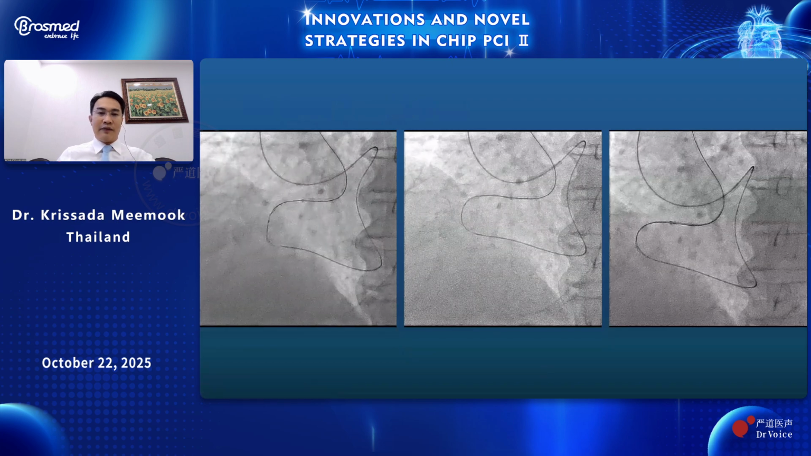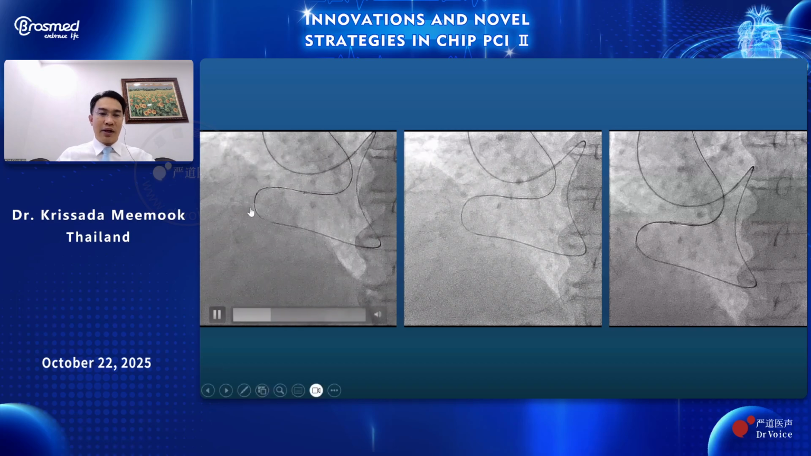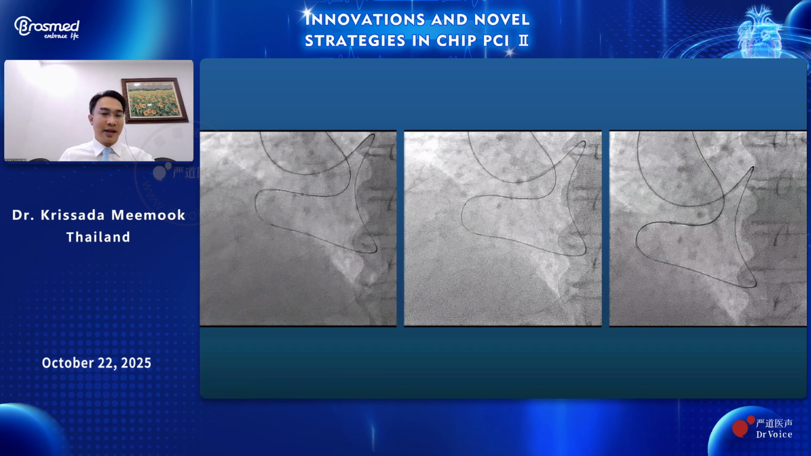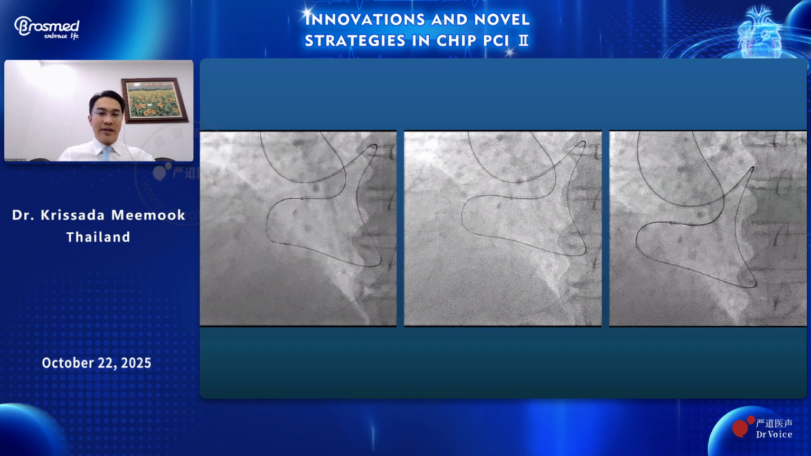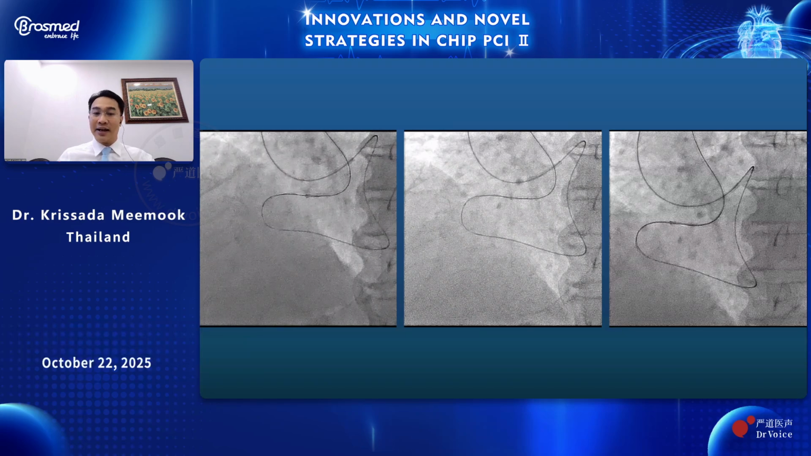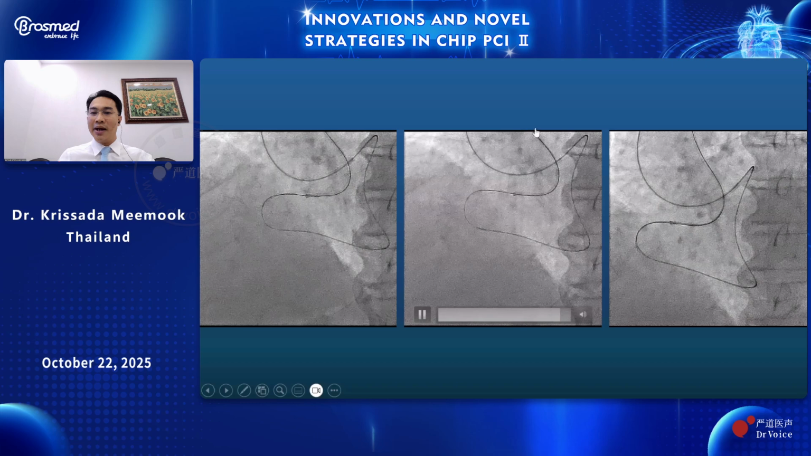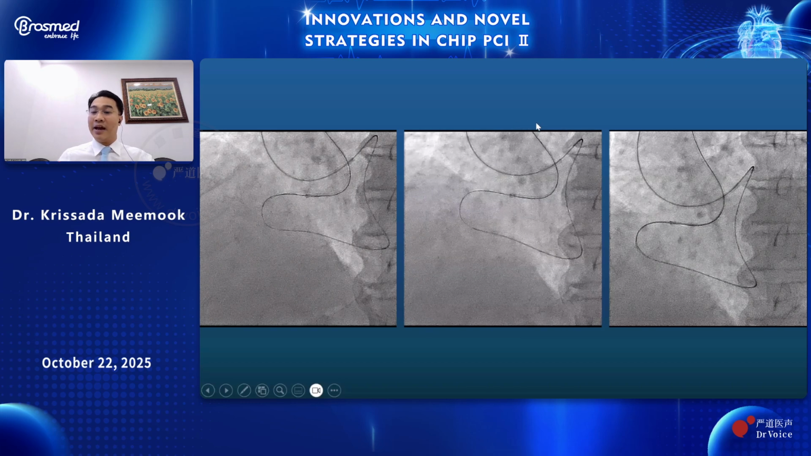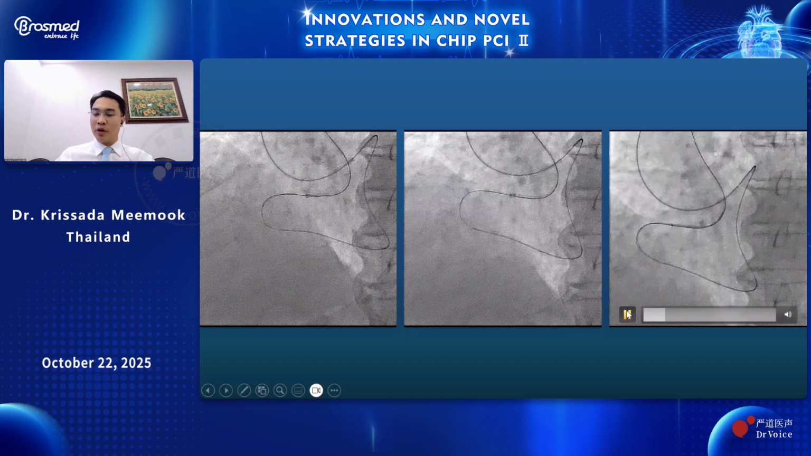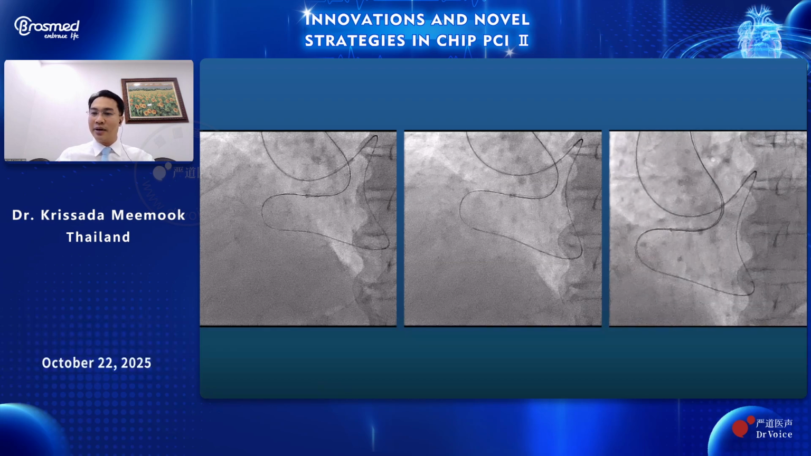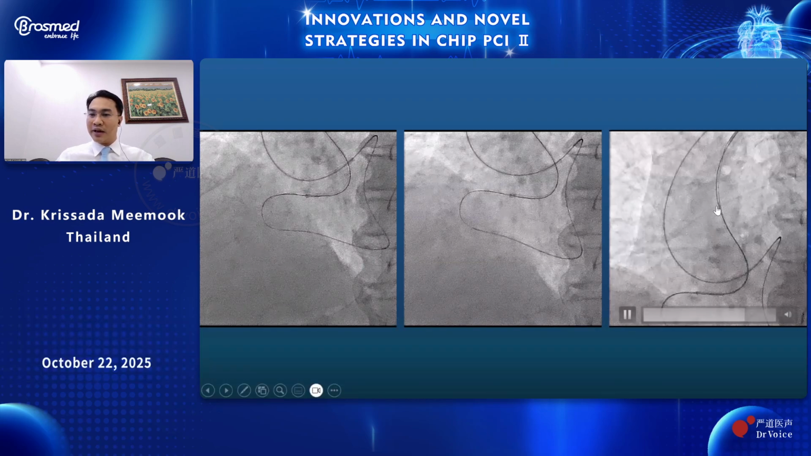After we use the Tour balloon, we use a retrograde crossing with, as I remember, Gaia Second. You can see the Gaia Second can go to the antegrade guide catheter very nicely. After that, we put the wire to the ascending aorta, and with the balloon trapping technique, we can follow the microcatheter into the antegrade guide catheter. Right here, you can see the microcatheter can trap here.